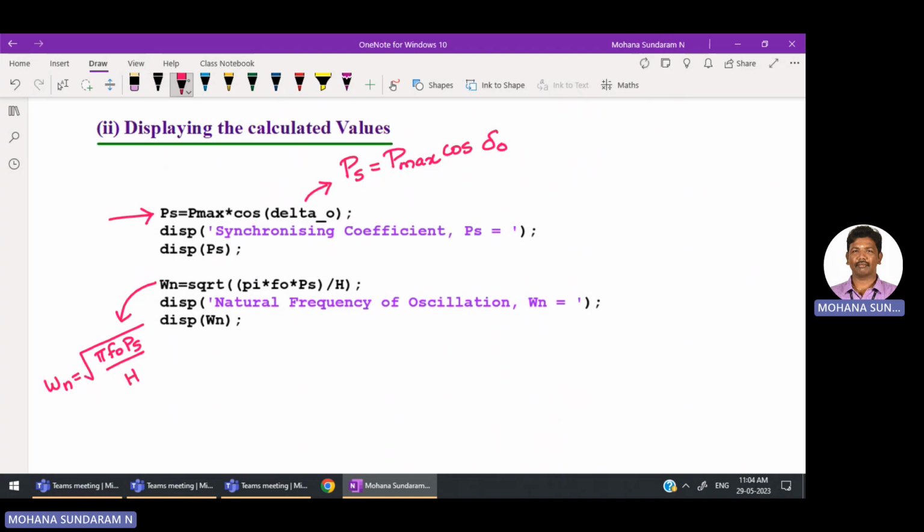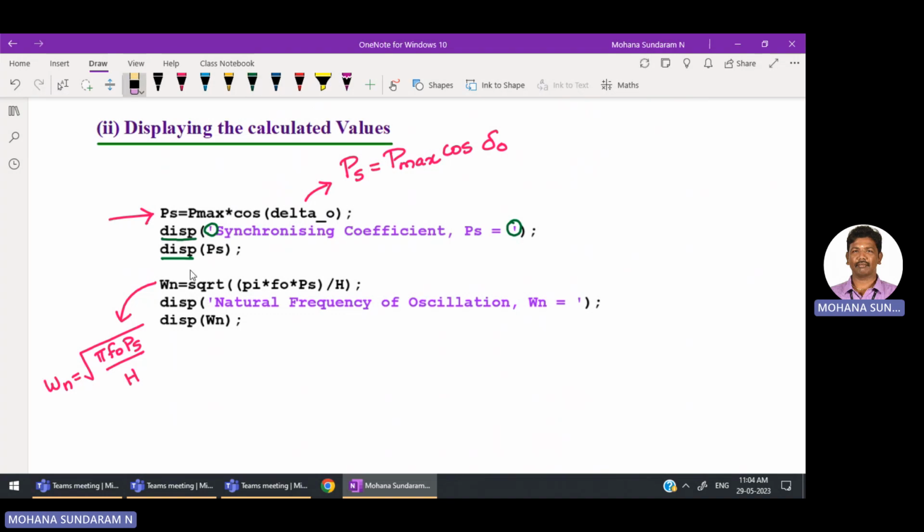Now you have another command called disp. So disp is usually used to display the values. If you use single quotes, whatever string you provide between the single quotes will be output as such. So it will print as such: Synchronizing coefficient comma PS equal to.